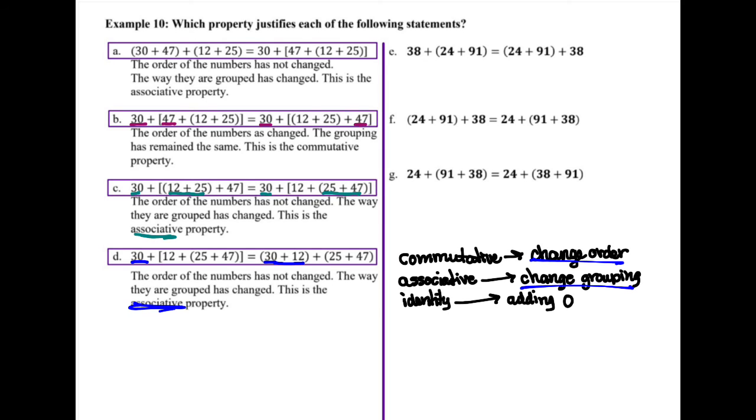So E. What changed? The order or the grouping? Here 24 and 91 are grouped together, and they're still grouped together. Here they're last, and here they're first. So they changed the order, didn't they? So this is the commutative property. Okay, and F.